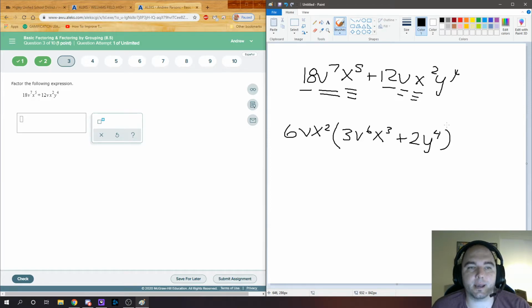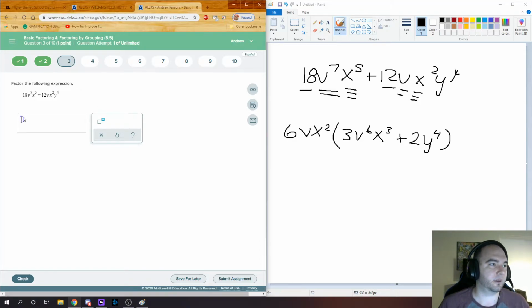In this case, the v and the x go away, leaving 2y to the 4th. So I took 6v x squared out from each term, which left me with 3v to the 6, x to the 3rd on the first term, and 2y to the 4th on the second term.